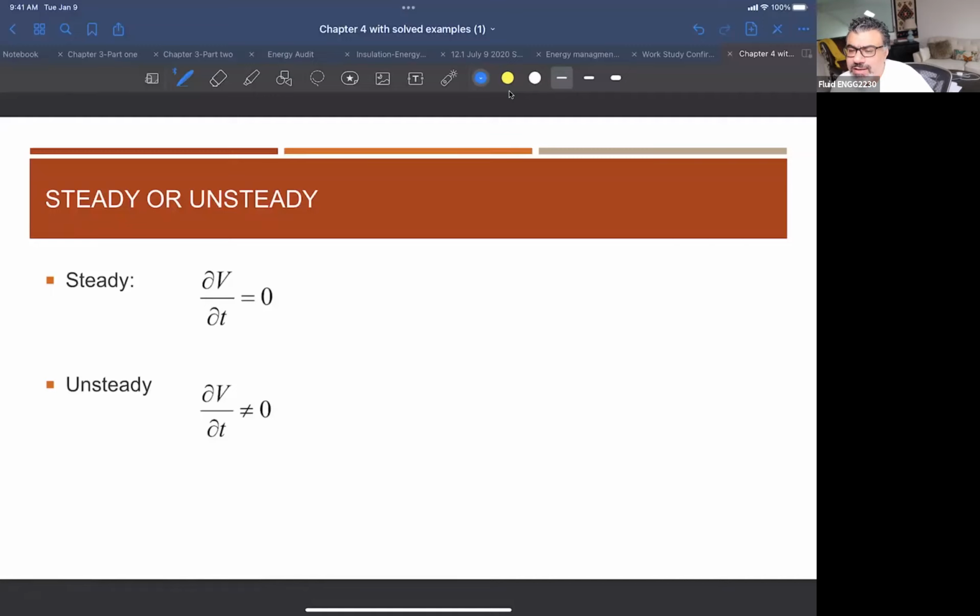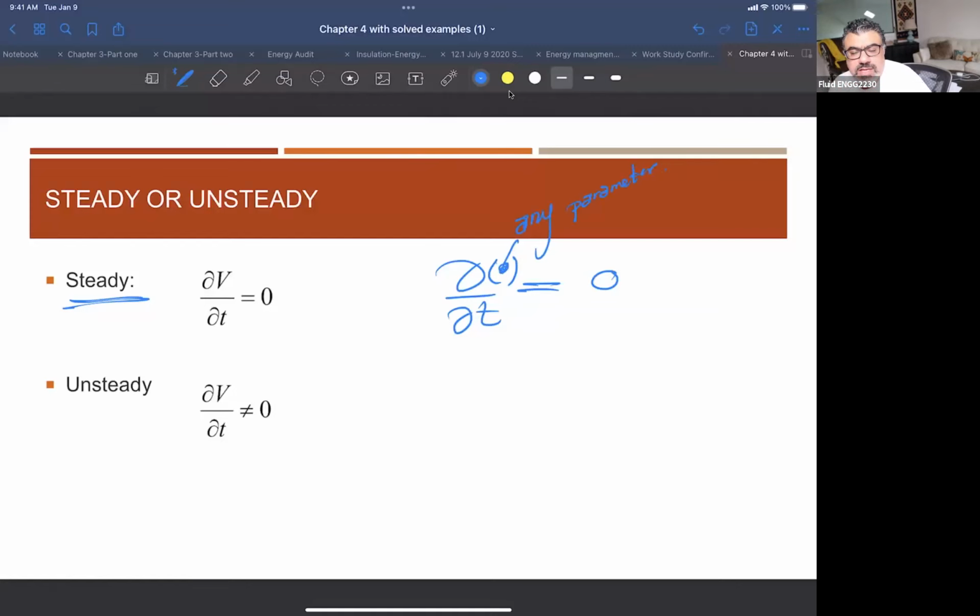Which means that d by dt for a steady flow is 0, of everything you're saying, right? Here, for example, we're talking about velocity. Yes, the change of the velocity with time is 0, right? But steady means, whatever variables you are talking about here, any, okay?